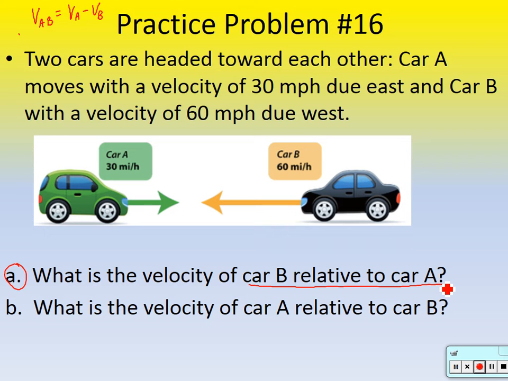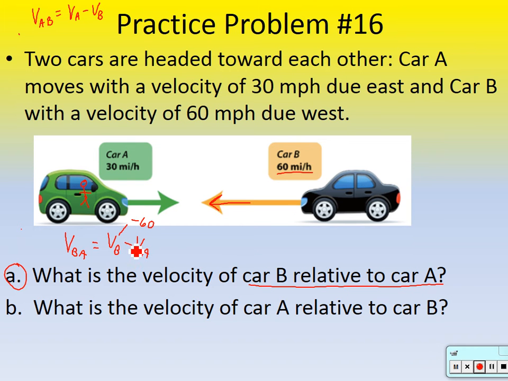So if you were going to draw yourself into the car, which car are we viewing it from? Relative to A. So we are sitting right here in car A. So let's write our equation. The velocity of car, what would we say? B relative to A is equal to the velocity of B minus the velocity of A. Okay, now let's just plug in the numbers. What's the velocity of car B? 60, but which way is it going? Negative. Going left, so it's going to be a negative 60.